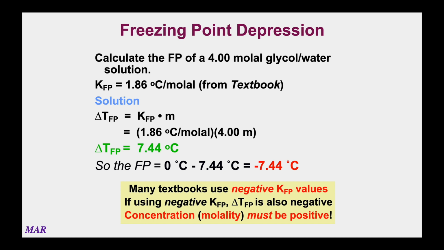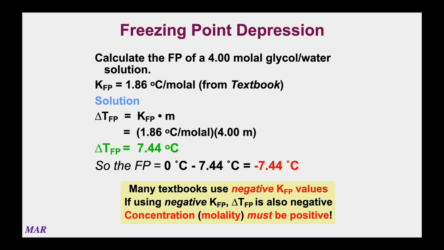Now, a little bit of a warning. Sometimes in certain textbooks, people will use a negative K_fp value or negative K_fps. So instead of 1.86, they might list it as -1.86. And honestly, that's fine. They're trying to correlate a negative K with a negative delta T. The only important thing you need to realize here is that molality, the m, is like a mass, like molarity, and you can't in chemistry have negative mass ever, okay? So I don't care if your K is positive or negative. I don't care if your delta T is negative or positive. That doesn't bother me either.